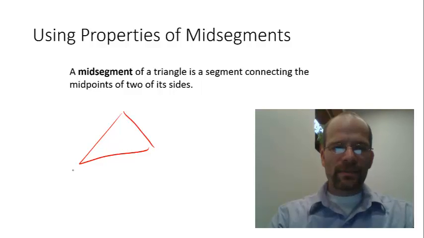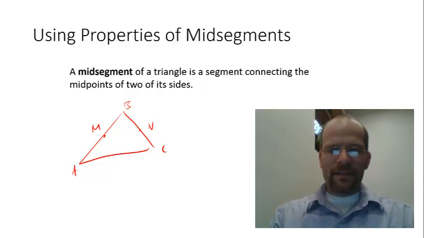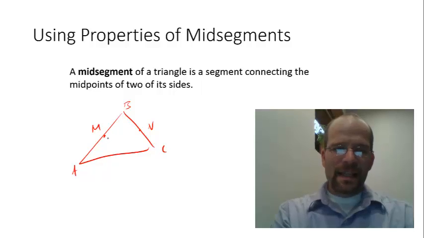So for example, suppose we have triangle ABC, and we have a midpoint here, we'll call that point M, and a midpoint over here, call that point N. I've identified point M and point N. Those are midpoints of two different sides. The mid-segment is the segment that connects those 2 points.